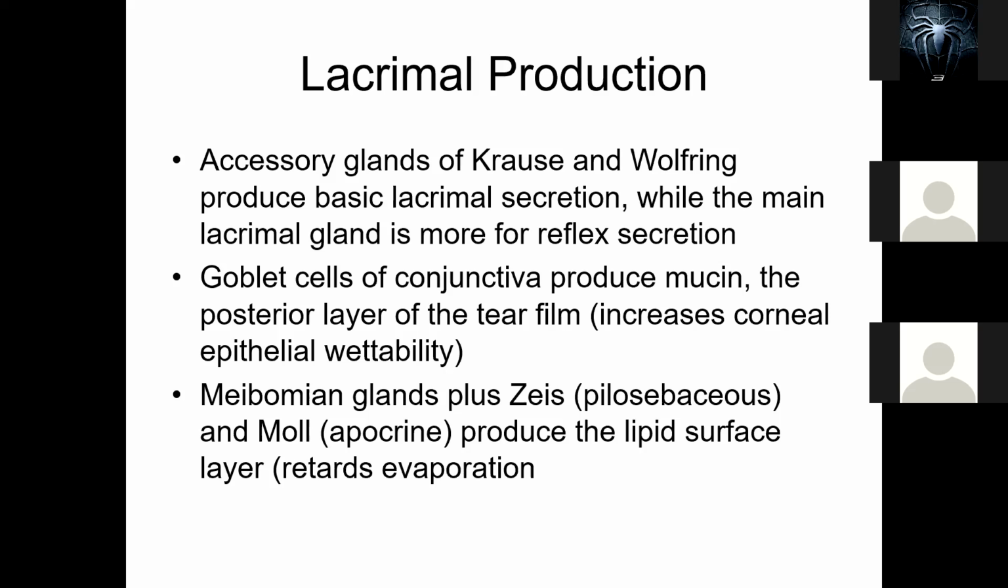We also have goblet cells. I'm sure by now you all know that goblet cells usually just produce mucin or mucus. Okay, so we have some goblet cells in the conjunctiva that produce mucin. And the mucin and the tears come together to form the film that keeps the eyeball moist. Okay, now we also have meibomian glands and other structures there, which are all helping to produce the mucus and the tears that we need for our eyes.